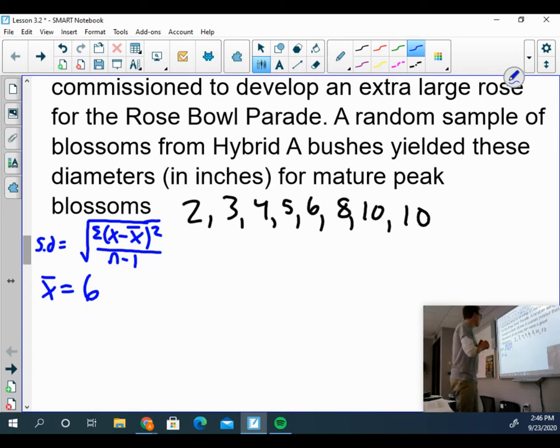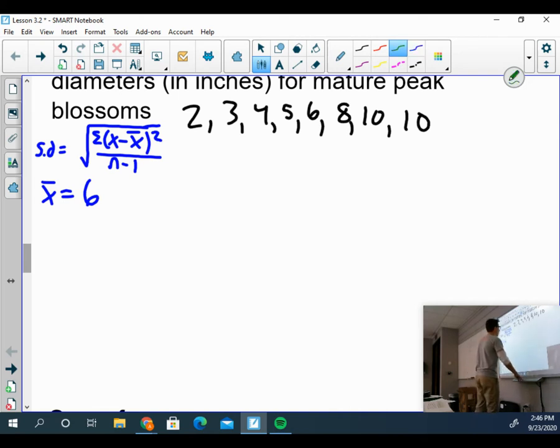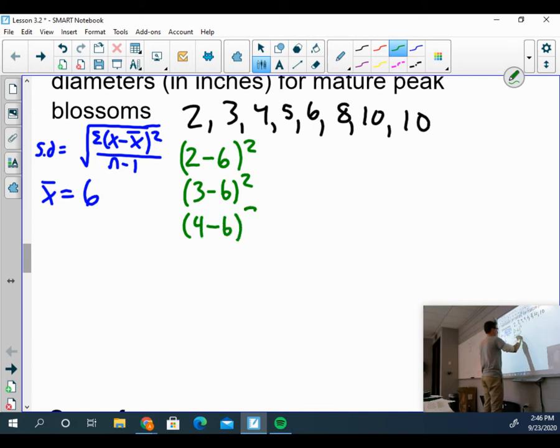Now what I'm going to do is I'm going to have to take every data value and subtract it from the mean and then square it. So that's what x minus x bar squared means. Okay, take every data value, subtract it from the mean, and square it. So to do that, I'm going to do 2, my first data value, minus 6 squared. And 3 minus 6 squared. You get the idea. Again, please write this down.